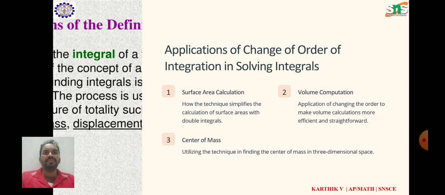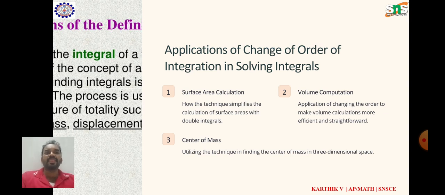Changing the order of integration is a powerful technique that finds application in various areas. For example, solving double and triple integrals. Changing the order of integration often simplifies the evaluation of double and triple integrals. By rearranging the order, an integral that was initially difficult or impossible to solve can become solvable. This is particularly useful in cases where the integrand or the region of integration exhibits certain symmetries or special properties.